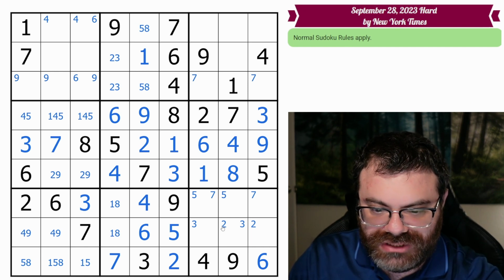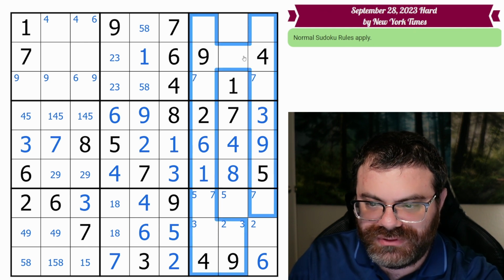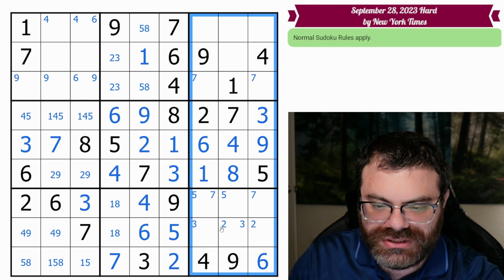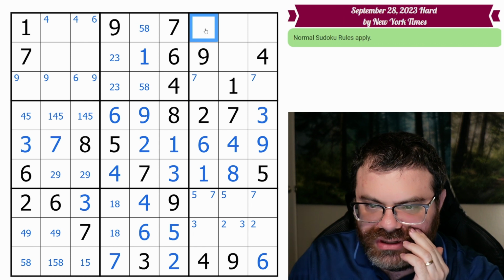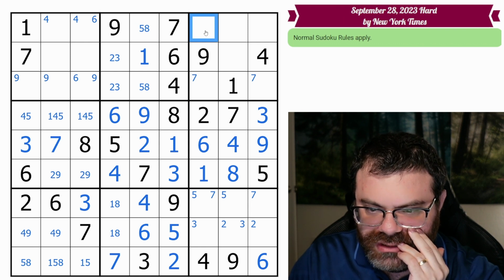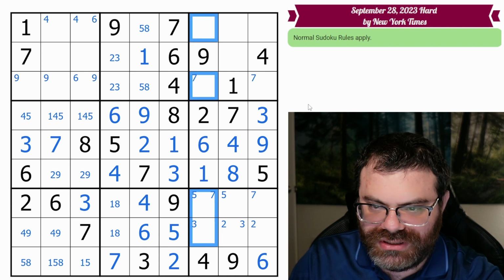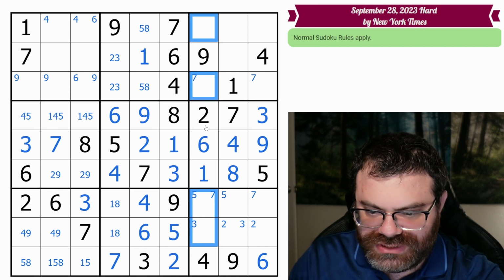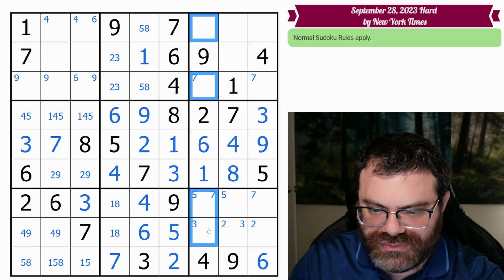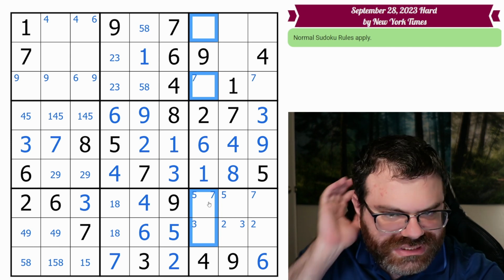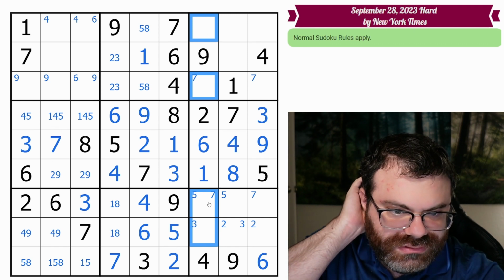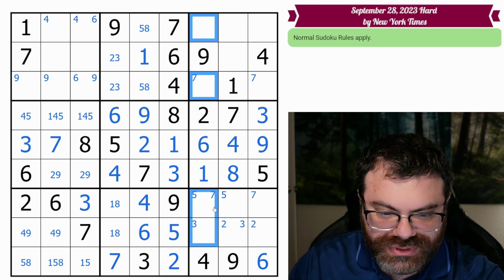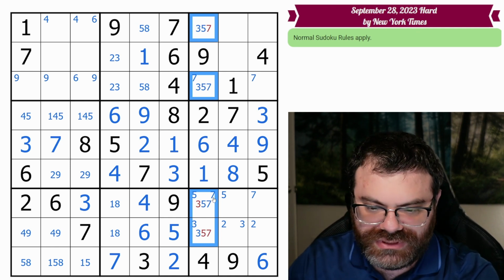I think penciling is probably the way to go because I'm seeing all of these columns have only 4 digits left. So I want to just pencil all of these columns, and I think we're going to find some interesting things by doing so. I'm already seeing that this column needs a 7. Okay, well let's just mark it up. So let's see. We need 3, 5, 7, and 8. Okay, nothing super interesting.